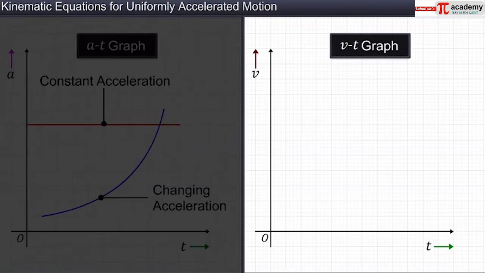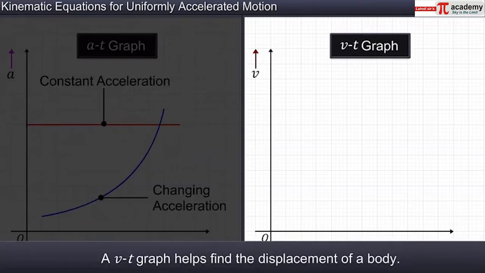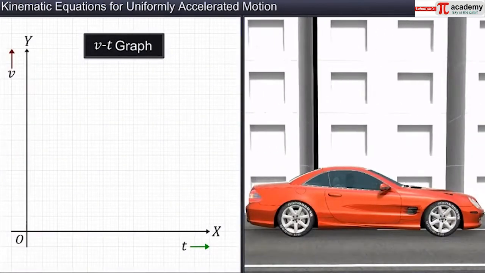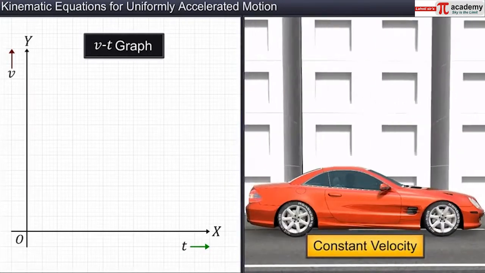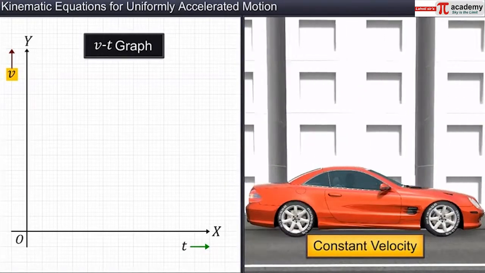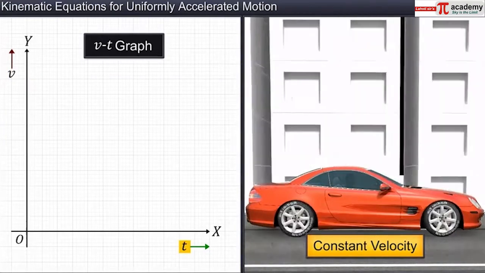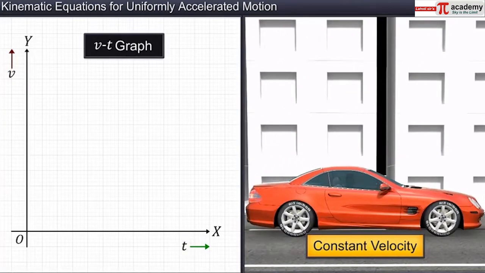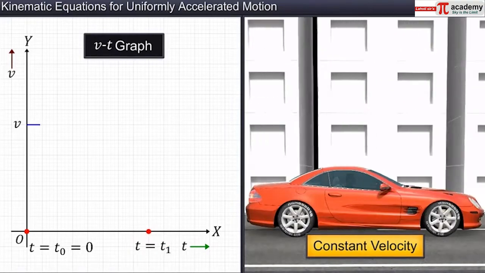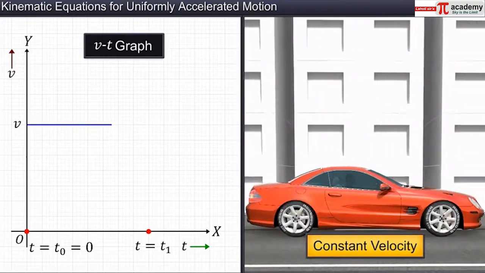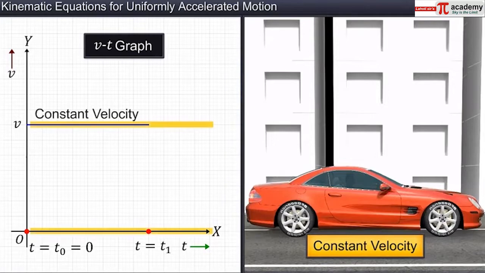Let us look at one interesting aspect of the VT graph. This graph actually helps find the displacement of a body. Let us consider an example where a body is moving with a constant velocity, v, during the time interval t, where t is equal to t0 is equal to 0 to t is equal to t1. Let us draw the VT graph representing this motion of the body. We get a line parallel to the x-axis.